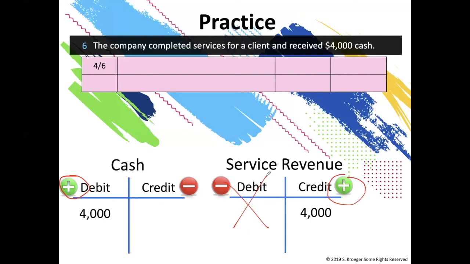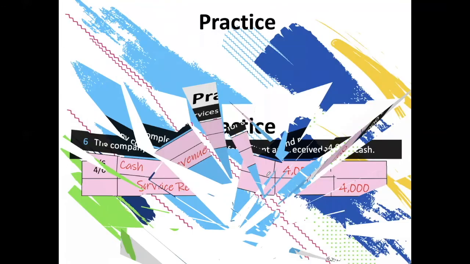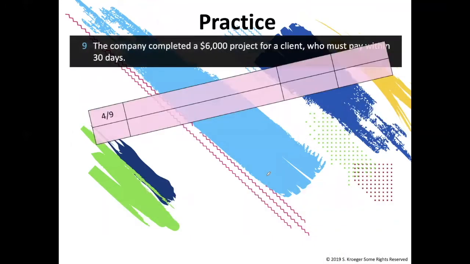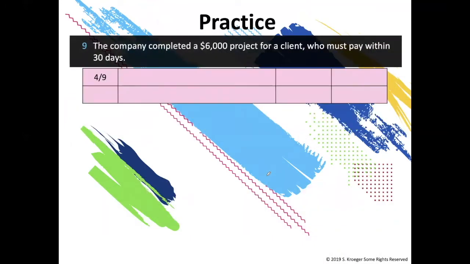Which one do we journalize first? It would be cash, because that's the debit. We do our debits first. Cash of 4,000. Service revenue will go second. We will indent it, and it gets a $4,000 credit. For these next ones, I'm not going to be using the T accounts. I'm just going to go straight to the journal entry, but feel free to use T accounts if you want to.